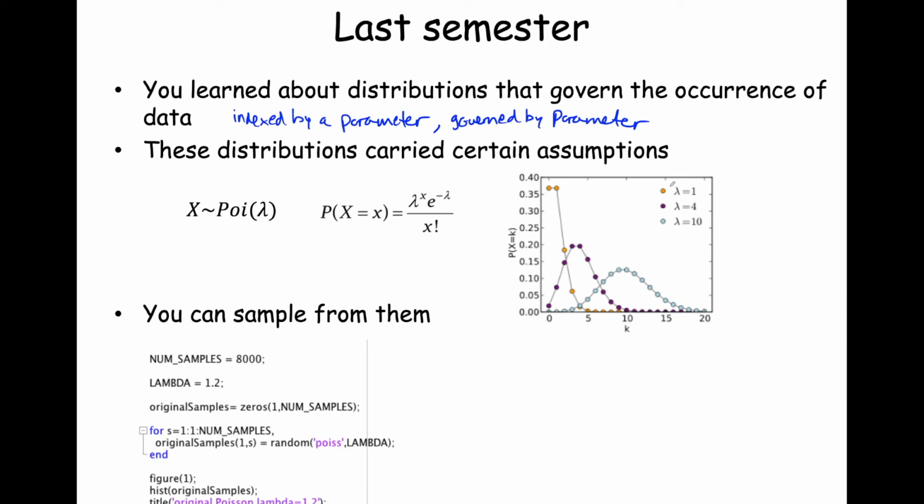So for different values of lambda, the Poisson distribution, as lambda increases, the mode, or the largest part of the probability mass, tends to push its way to the right. And then once you set a particular Poisson, you can write some MATLAB code.